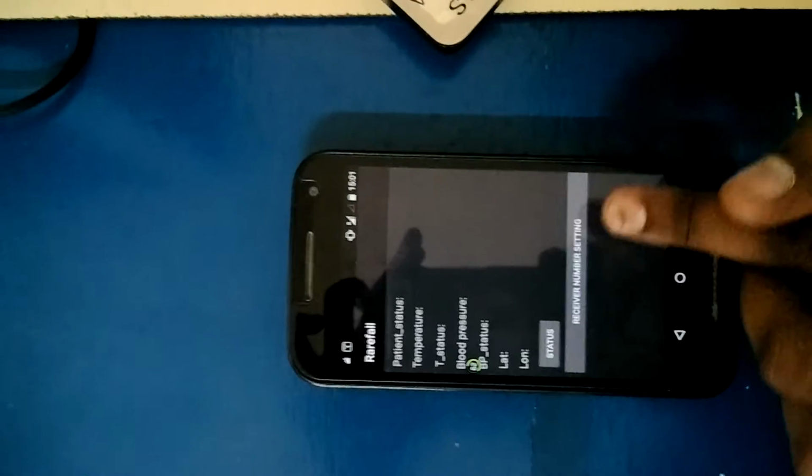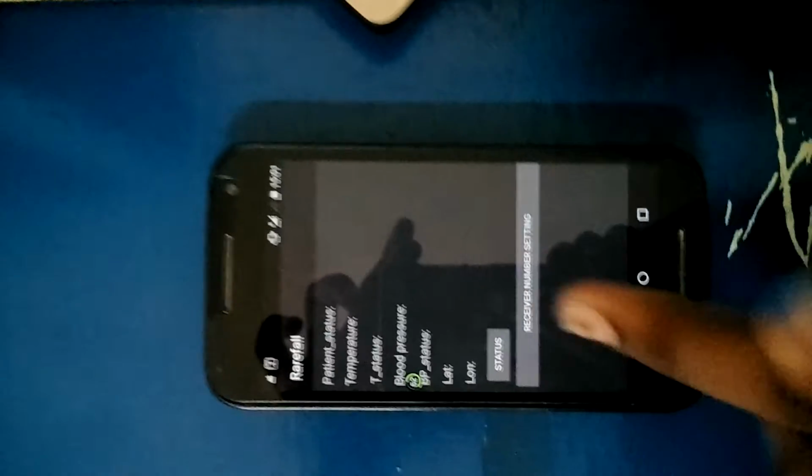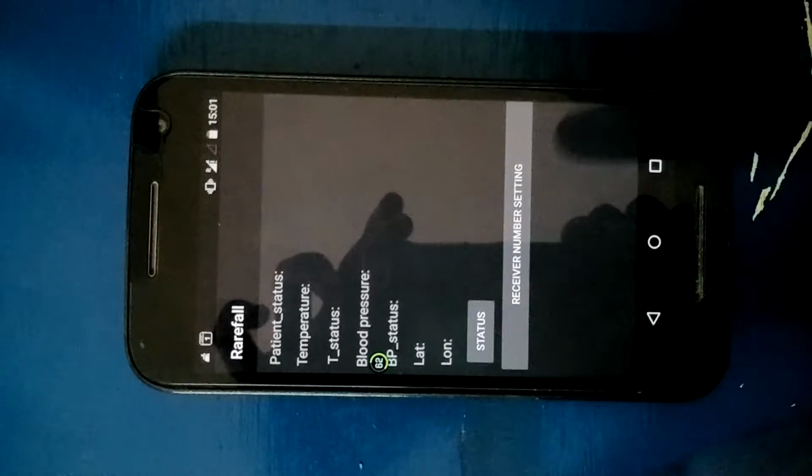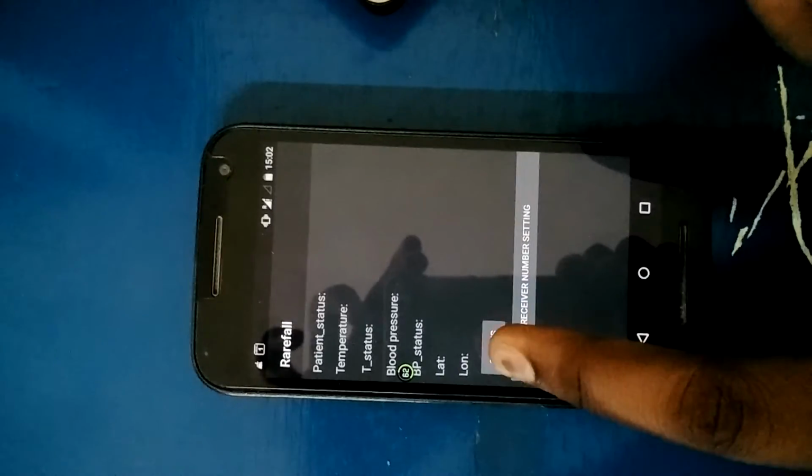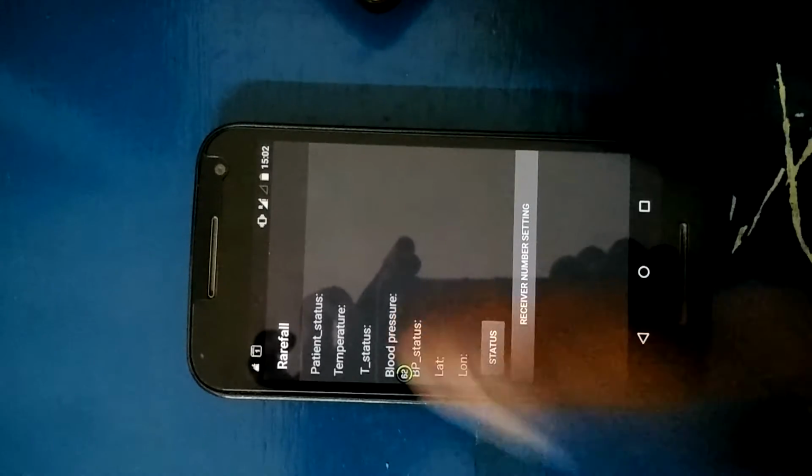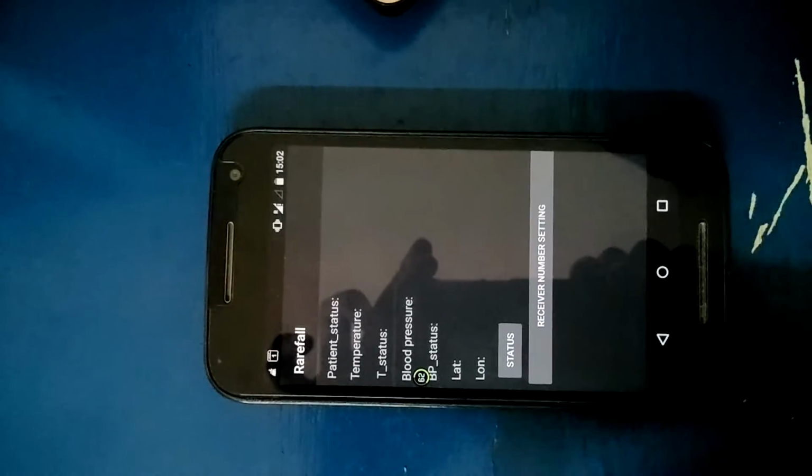This is an Android app which I created for this purpose. By using the receiver number setting, we can save our number setting, and the status button is used to check the person's status, such as temperature and blood pressure sensor readings.